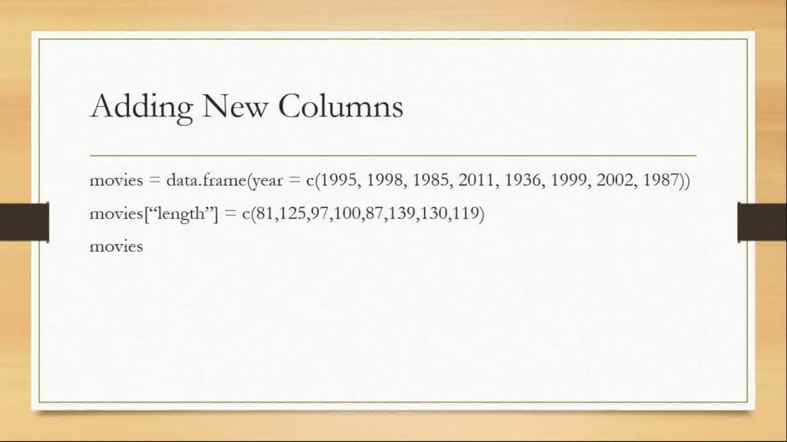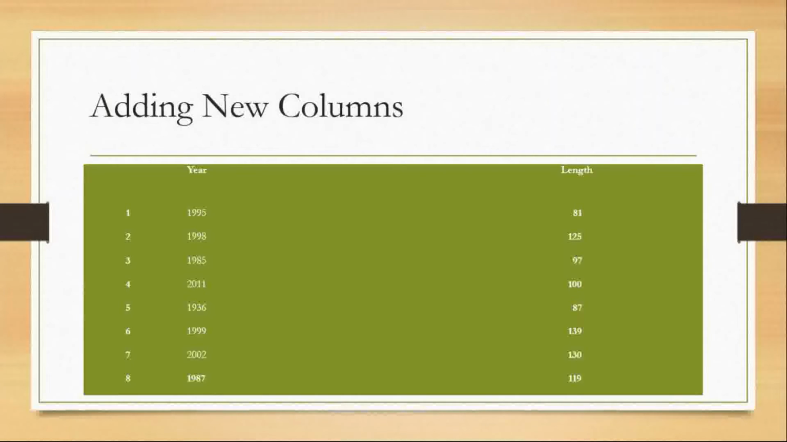Now we will see how to add new columns. So we have a data frame with the column year. Let's add one more column called length to it. This is how the data frame will look.